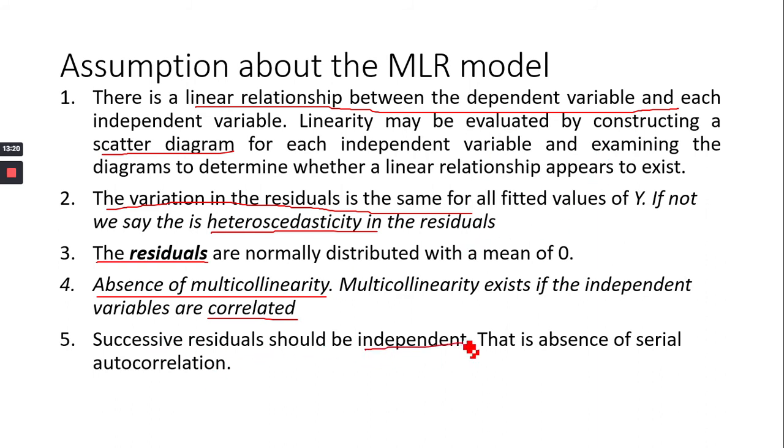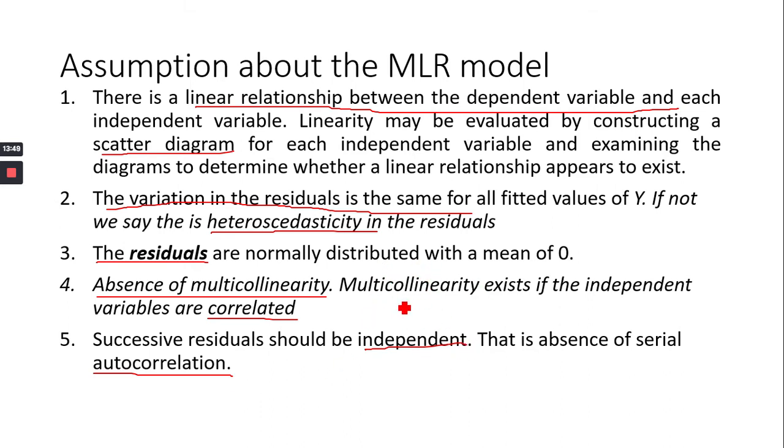Now, we assume that successive residuals should be independent. I think I've already said this. The residuals must be independent. They must be normally distributed with a mean of 0. That is absence of serial autocorrelation. So autocorrelation is when the residuals are dependent. The residuals must not be dependent. If they are dependent, we say there is serial autocorrelation or first order serial autocorrelation.